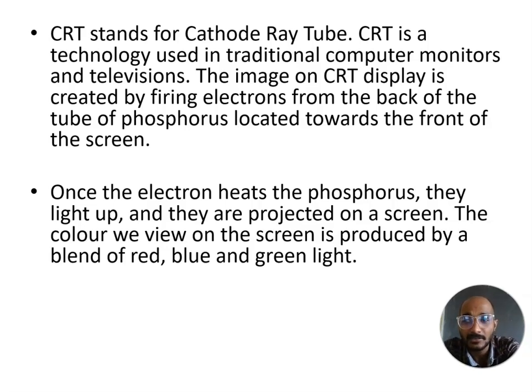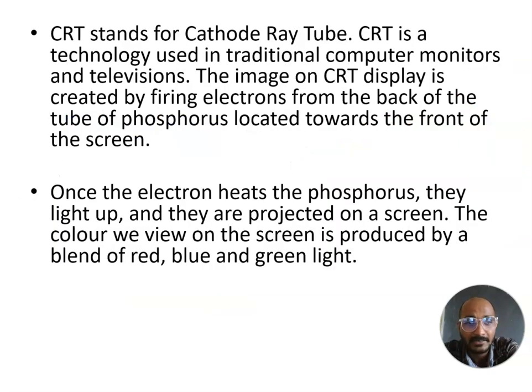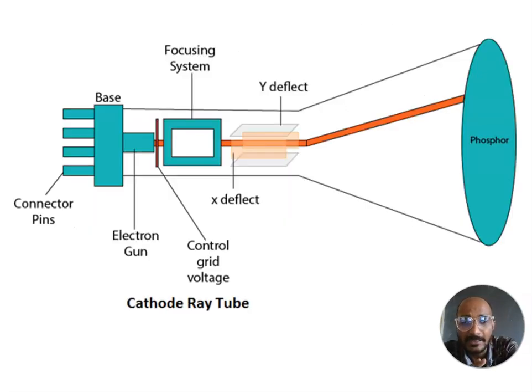The image on a CRT display is created by firing electrons from the back of the tube at phosphorus located towards the front of the screen. It is said that the image on the CRT display is created by firing electrons. This technology uses electrons. That electron hits the phosphorus screen.